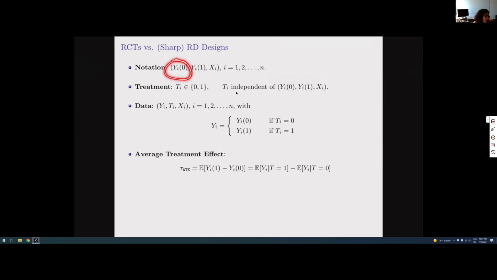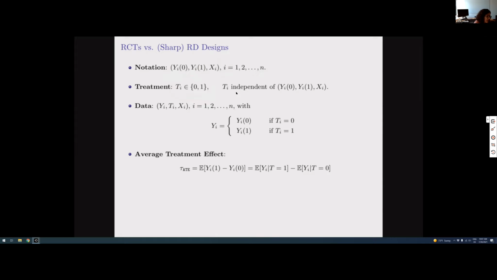So we have the potential outcome under control, y0, we have the potential outcome under treatment, and we have x. In an RCT, you can think of x as being any covariate. In the RD design, that's going to be the score. I'm going to index units by i from 1 through n, and the treatment is going to be t, and it's going to be a binary treatment for the rest of our presentation.